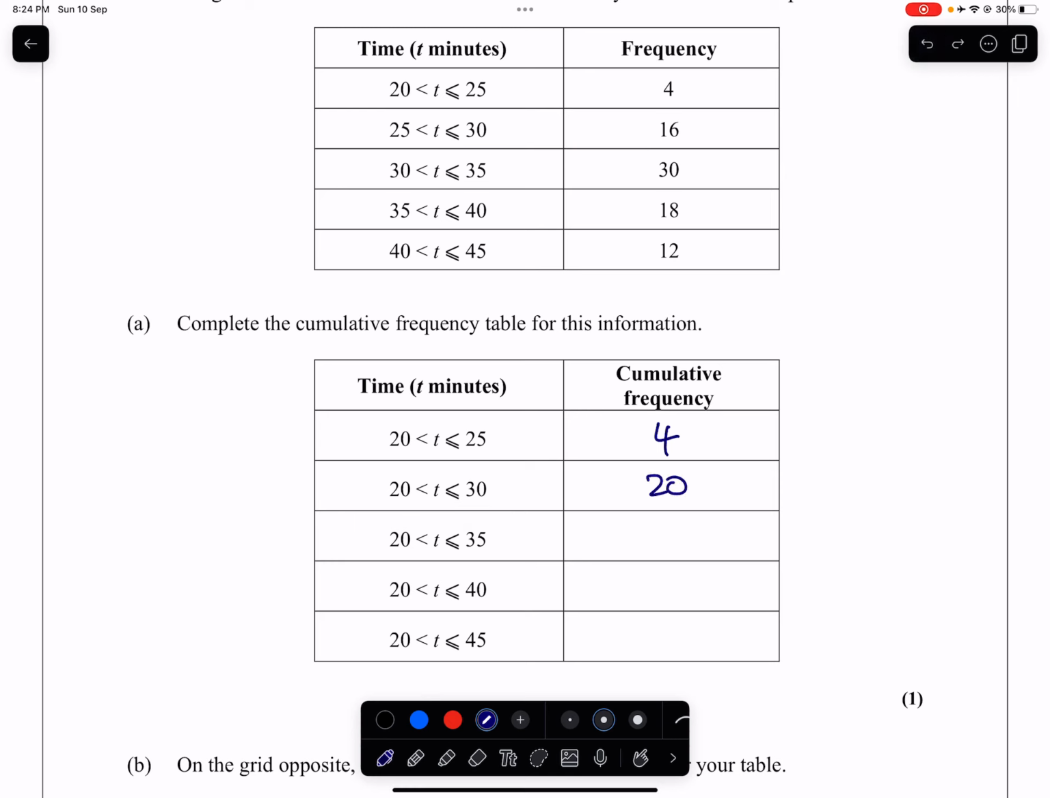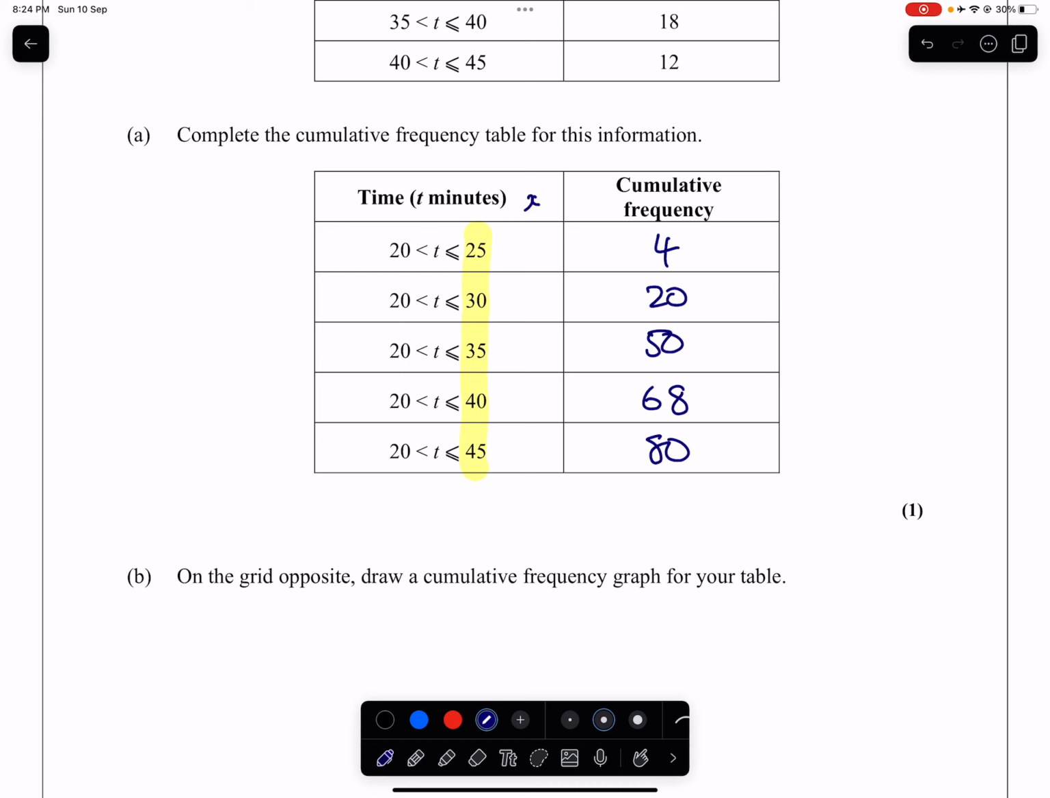We then draw our cumulative frequency graph using the information that we have. So for the graph, we use the up to values for our x coordinates, and we use our cumulative frequency for our y values. So 25,4 is going to be the position of the first point. We have 30,20 for the next one. We have 35,50 for the third point.